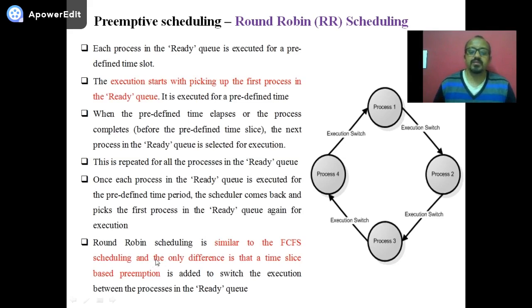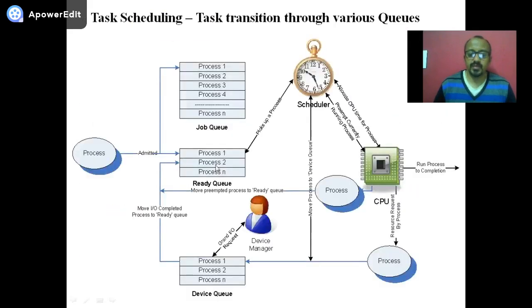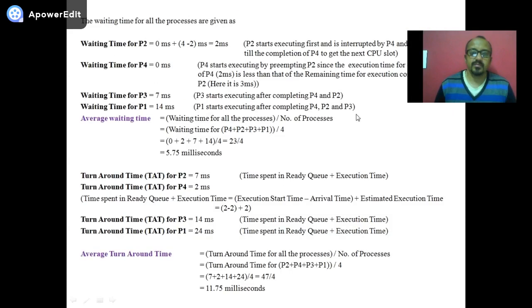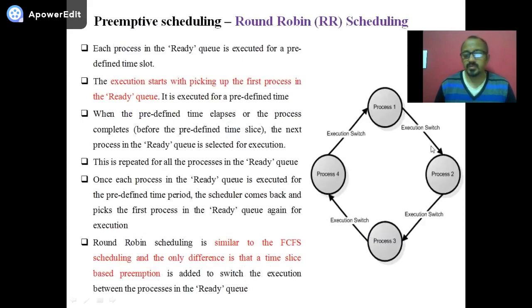Round robin scheduling is similar to first come first served scheduling, and the only difference is that time slice based preemption is added to switch the execution between the processes in the ready queue. So I told you that this is the ready queue. For round robin it will pick first P1, then after 10 millisecond, if that is the time slot allotted for every process, it will pick P2, then process 3, like that. Look at here, process 1 execution, then process 2, process 3, process 4.